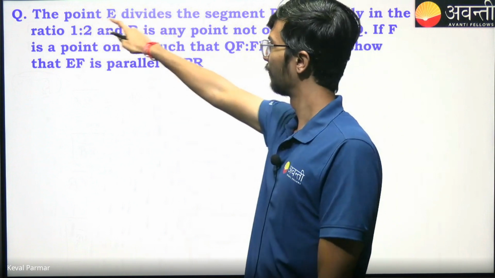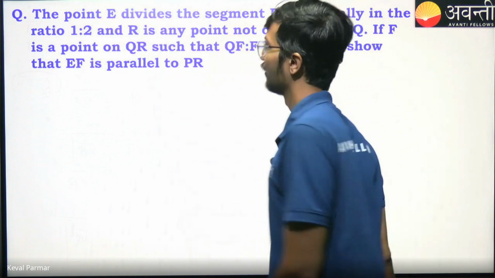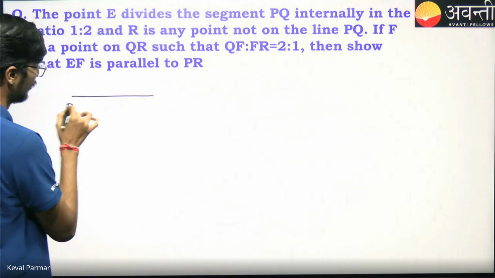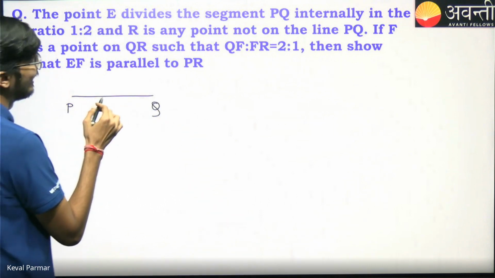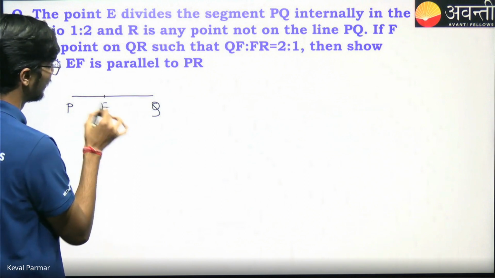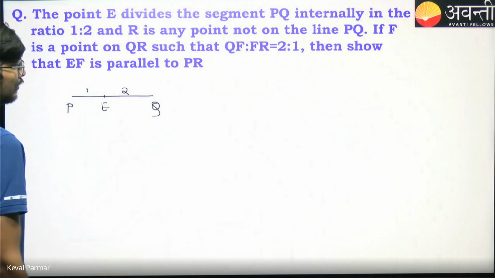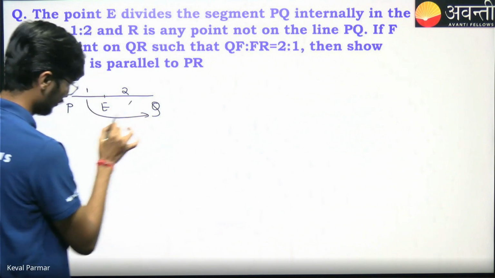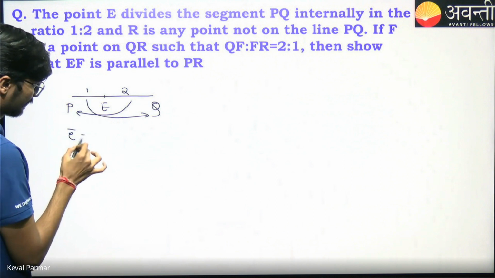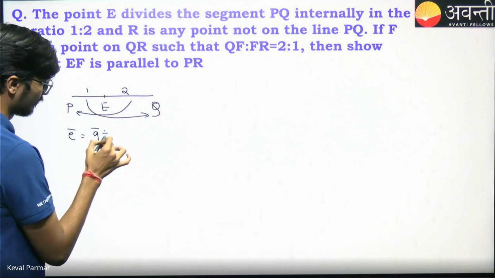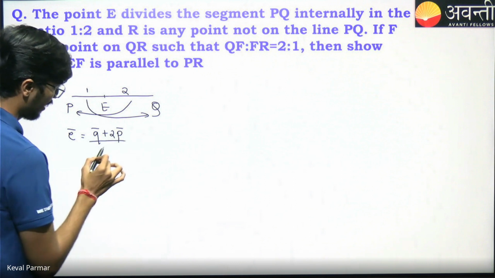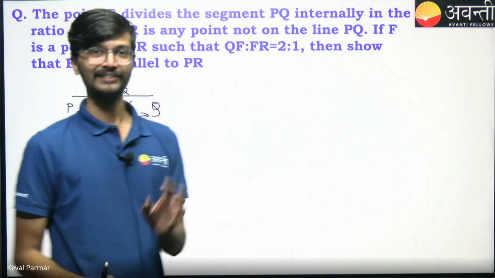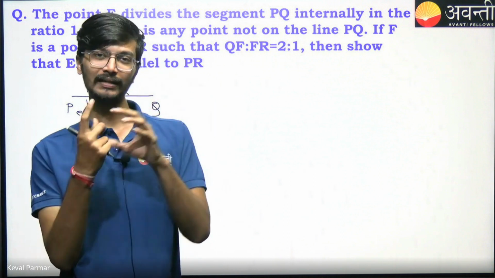So first, the point E divides the segment PQ internally in the ratio 1:2. So there is a segment PQ and E divides it in the ratio 1:2. So what result can we get from these? We can get it using the section formula. I can get E bar equals Q bar plus 2P bar upon 3. Let's mark it equation number 1. So this is what I was telling: read the segment, get the result.